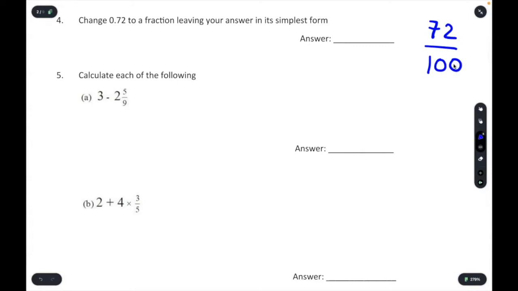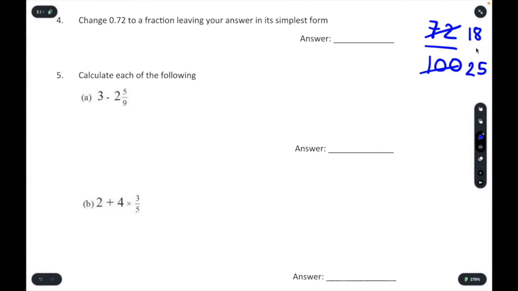So we could, in the first instance, if we wanted to, divide the top and bottom by 4. So if we divide 72 by 4, then we get 18. If we divide 100 by 4, then we get 25. Now, can we simplify these two numbers any further? Well, not really, because other than 1, they don't have any other common factors.